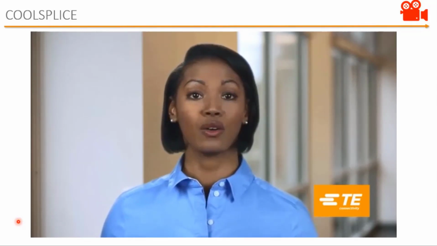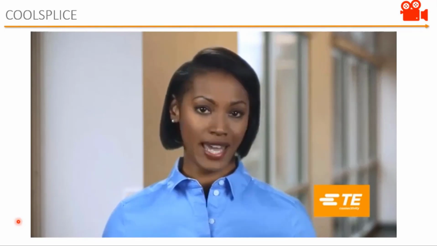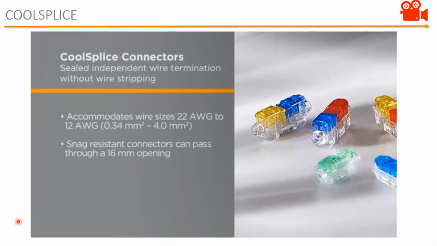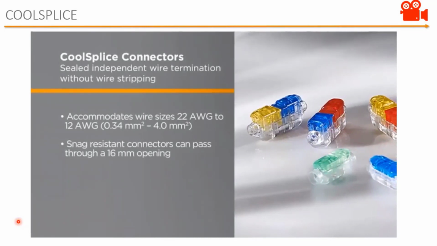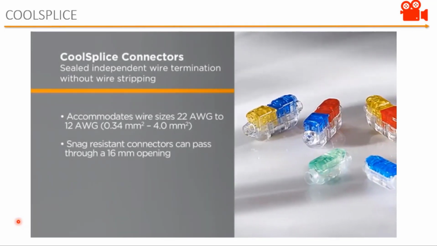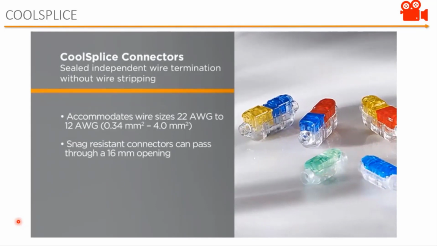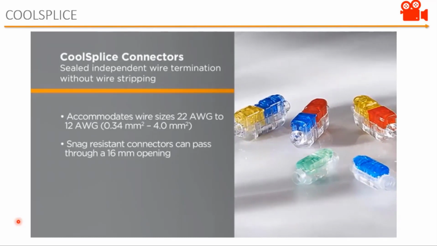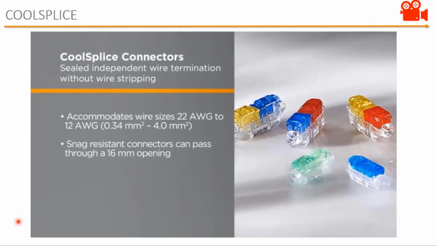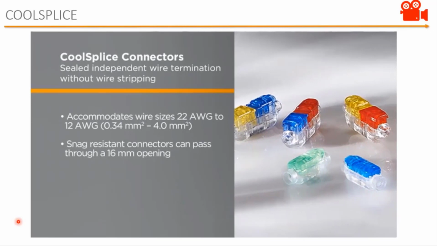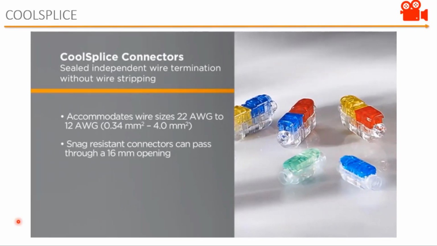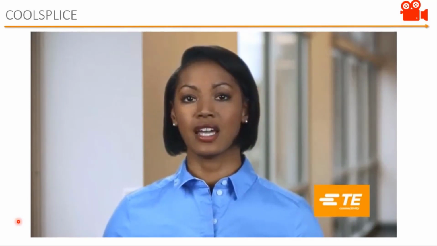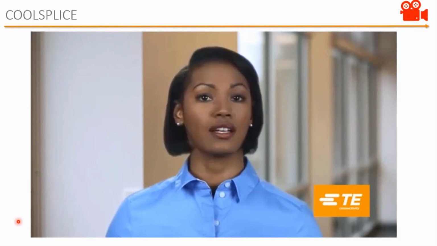And now, the Cool Splice connector portfolio has been expanded to include connectors suitable for larger wire sizes. Enabling a wide range of wire sizes, the Cool Splice portfolio of connectors is able to splice solid and stranded wires from as small as 22 gauge all the way up to 12 gauge. And the connectors for 22 gauge to 18 gauge can fit through an opening or PVC tube as narrow as 16 millimeters in diameter. To permit visual inspection, the Cool Splice connector's body is manufactured using a clear material.